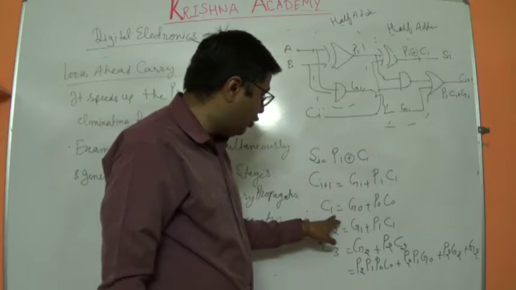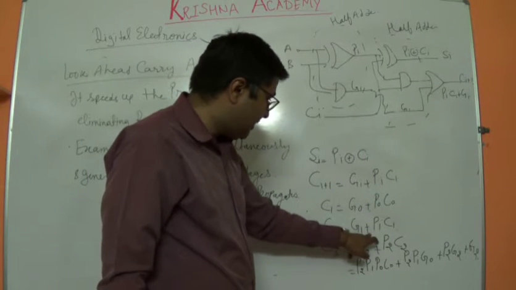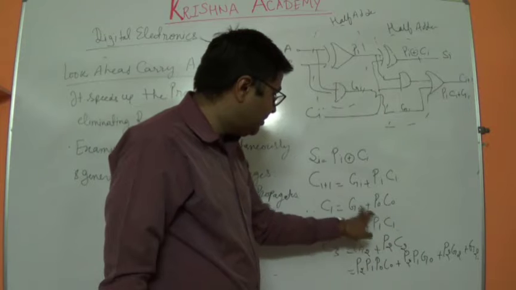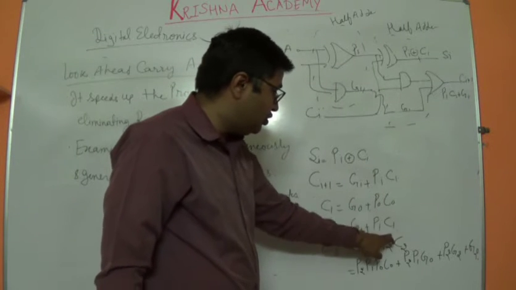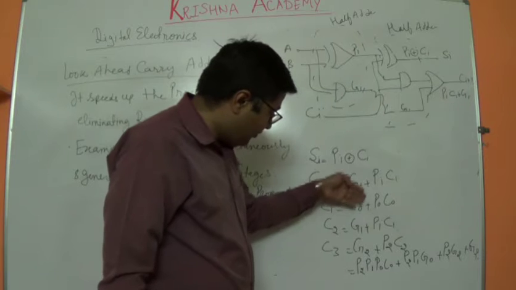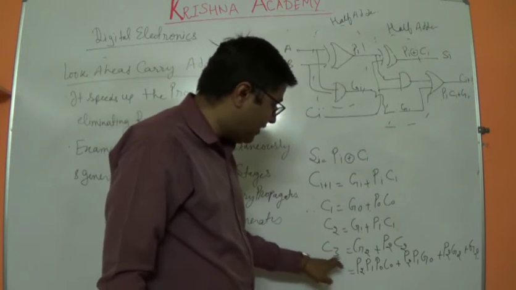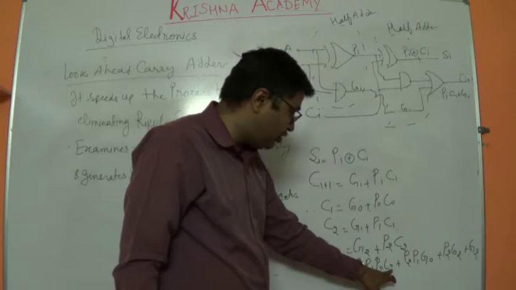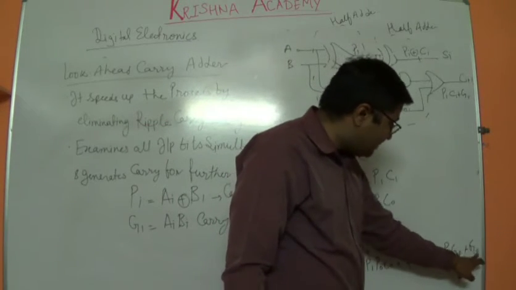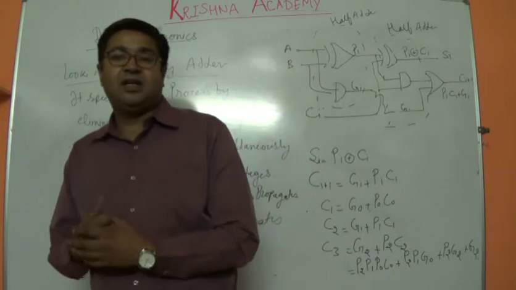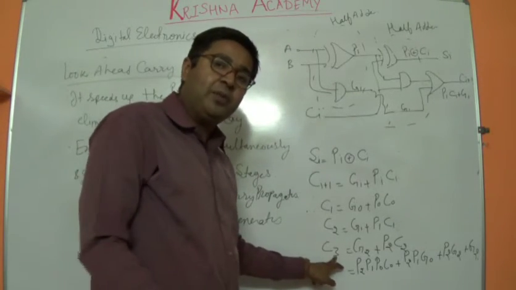Now putting this value in this particular equation, what you will get is G1 plus P1 G0 plus P1 P0 C0. So when you put this equation into this equation, C3 will become P2 P1 P0 C0 plus P2 P1 G0 plus P2 G1 plus G2. That will be the final carry which will be generated, C3, and that will be propagated.